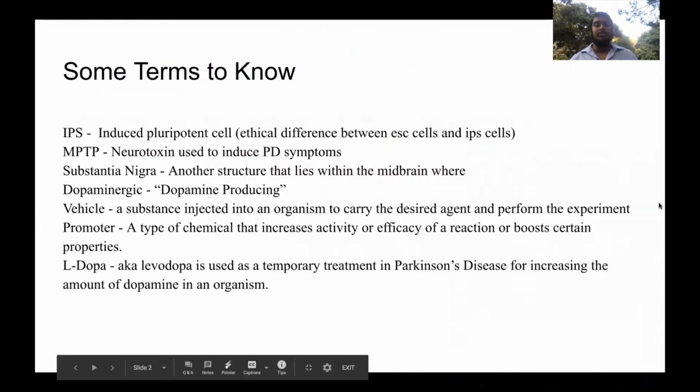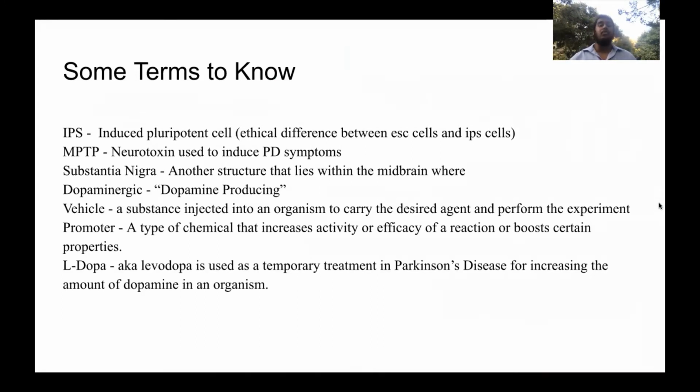So here are some terms to know beforehand. Let's start with iPS. iPS stands for Induced Pluripotent Cell. Essentially, they act as stem cells. However, compared to ESC cells, also known as embryonic stem cells, they are derived from fibroblast cells, which are typically seen in collagen or in connective tissue in humans or animals.